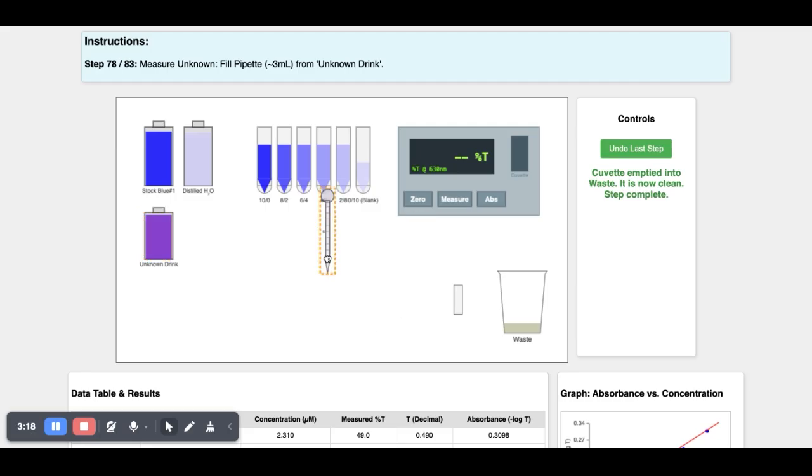And now I will be using our unknown substance, and this is how we're going to see the amount of light this absorbs.